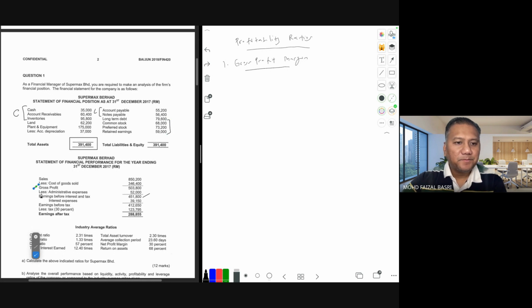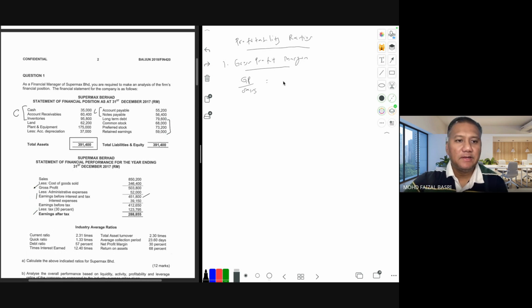Level yang kedua, yang important is this one, earning before interest and taxes. Okay, earning before interest and tax. And the third one is this one, earning after tax. So itu dah the 3 levels of profits yang ada, ataupun yang important for us lah. So for gross profit margin tadi, formula dia is gross profit bagi dengan sales. Sebab margin to sales kan.